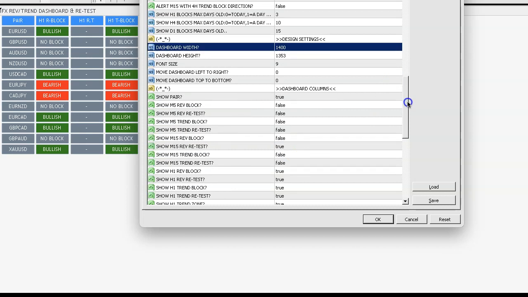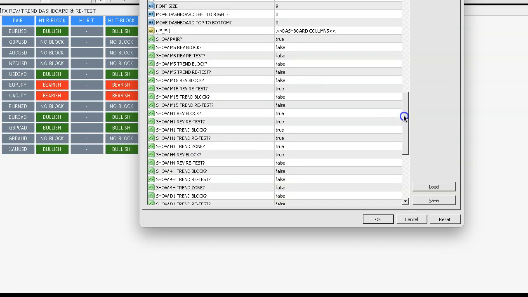Then what we want to see on the columns is that we want to activate the 1-hour block. So right here, 1-hour reversal block, retest, trend block, the zone. And then you also want to have the 4-hour reversal block just for extra confirmation. It doesn't have to be, but of course, like I said, the more the better.